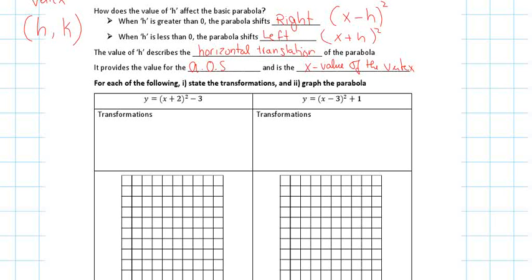Can I ask a question? Is it because of the exponent that it changed from the k to the h? It's because it's inside the bracket. Right? Because it's not outside, it's inside.